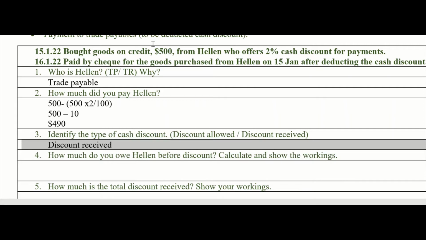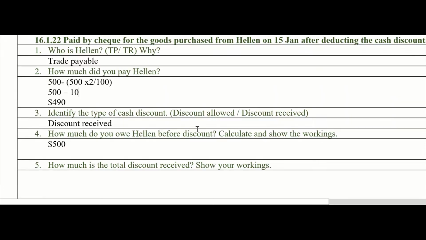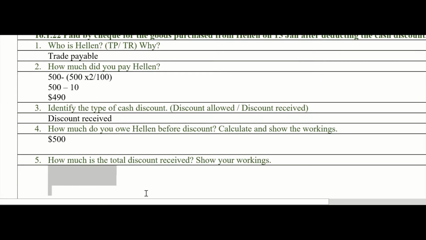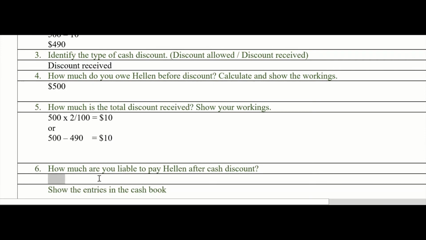What is the type of cash discount? It's discount received. How much do you owe to Helen before the discount? Before the discount, you owe to pay 500. But now you got a discount of 2%. How much is the total discount received? You can use two methods to calculate it. You owe 500. Find 2% of it, 2 over 100, which gives you $10. Or you can take the difference between 500 and the total amount that you paid to Helen. The difference between 500 and 490 should give you $10. How much are you liable to pay now? You're liable to pay only $490 because you received $10 of discount.